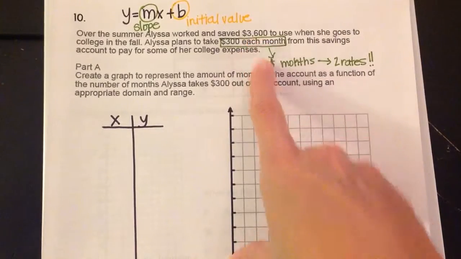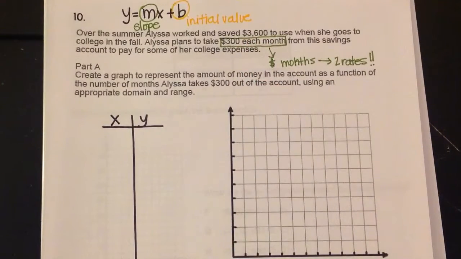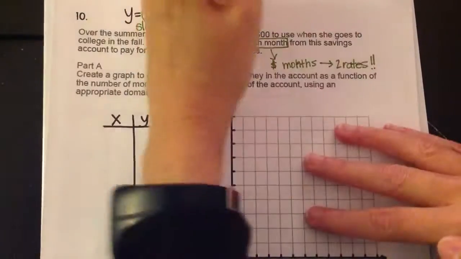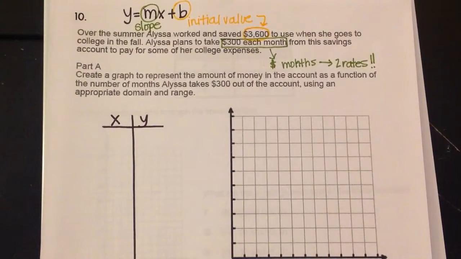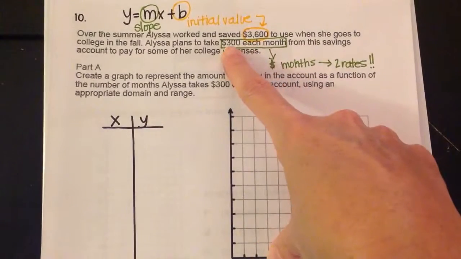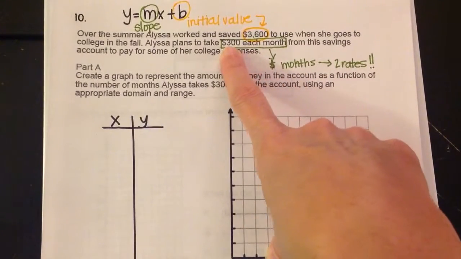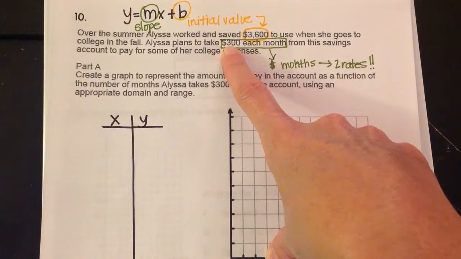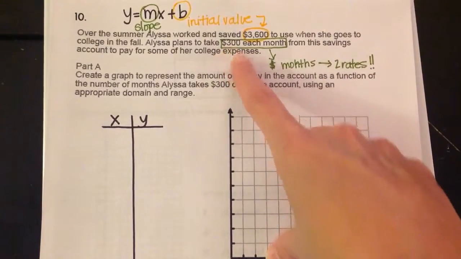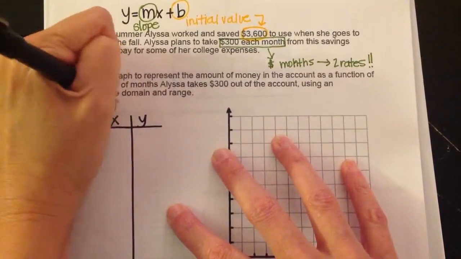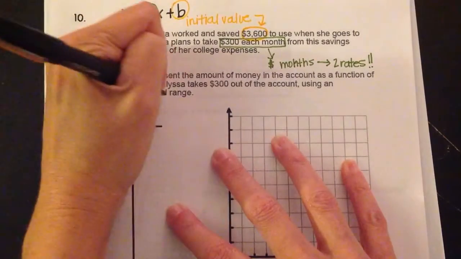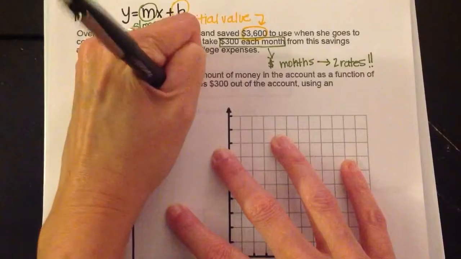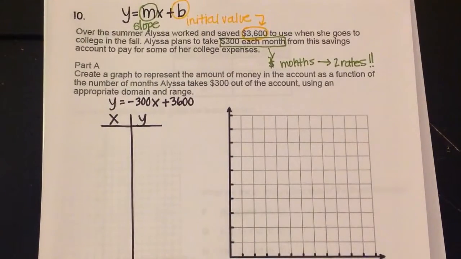And then 3,600, would that sound like a starting amount? If she's going to college and she's going to take from her savings, yes, this is her starting amount. This is her initial value. That's what's starting in her savings account. And then she's going to take 300 each month from the savings. So let me ask you this. Does it sound like her 300 is a positive slope or a negative slope? If you're taking money out of your account, are you adding to it or subtracting? Hopefully you say subtracting. So I now know that my equation is y equals negative 300x plus $3,600 because you're starting with a positive balance.